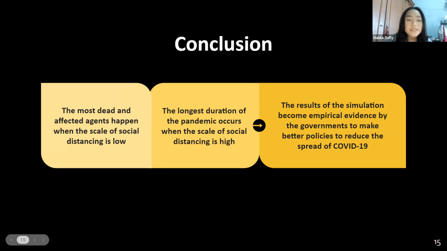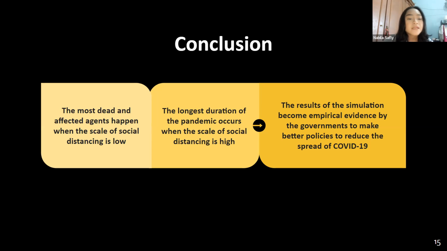For the conclusion, the simulation that uses three scenarios adapted from several conditions that happened in Indonesia, including PSBB, new normal, and PPKM, shows that social distancing has an effect on the percentage of dead agents and affected agents, and also the duration of the pandemic. The most dead and affected agents happen when the scale of social distancing is low, or in this case, in the new normal condition. And the longest duration of the pandemic occurs when the scale of social distancing is high.